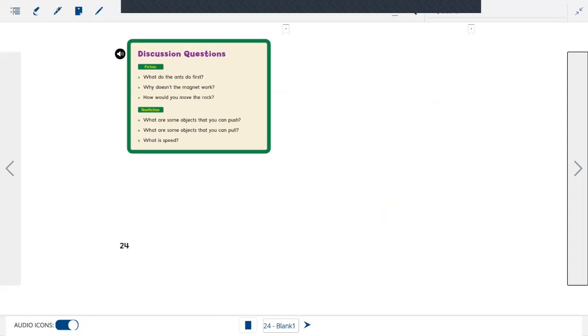All right. So we learned about pushes and pulls. When you push something, you're using a force and you're making something move away from you. And when you're pulling, that's also a force and it's bringing an object closer to you.